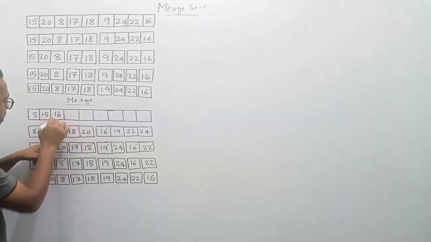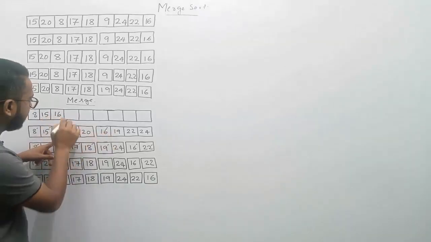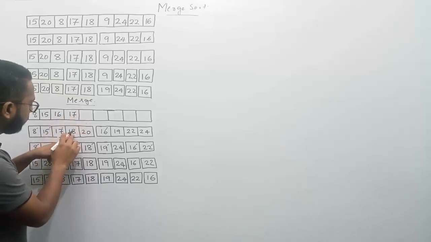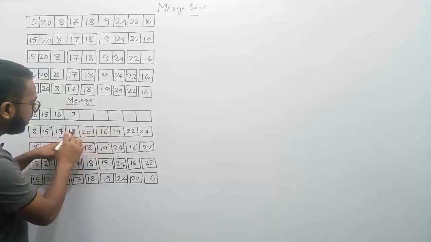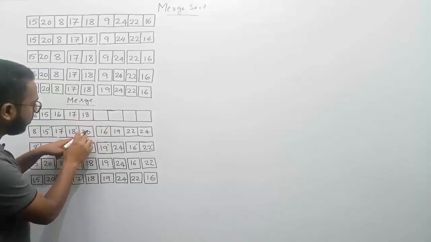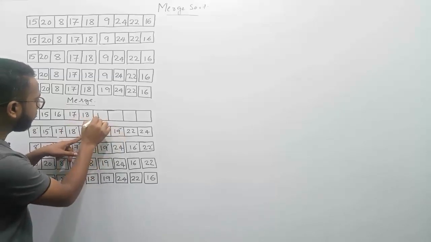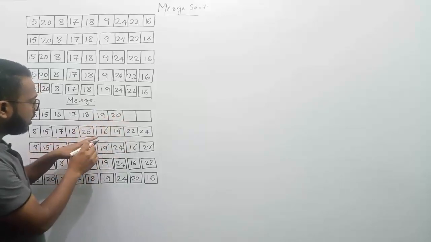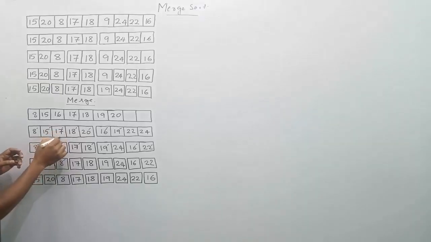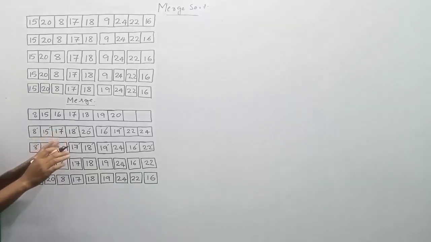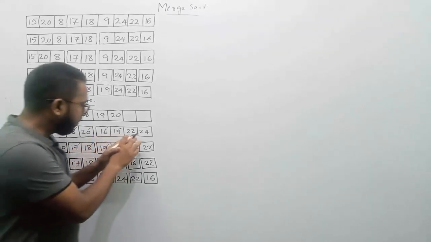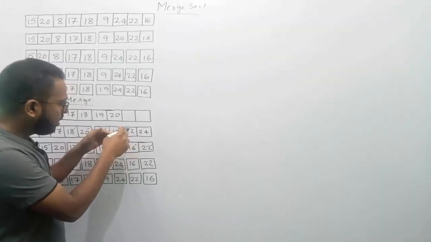Now we need to move to the next, 17 and 16. 16 is minimum. Then next 17 and 19. 17 is minimum. Okay, next we need to move to 18. Out of 18 and 19, 18 is minimum. Out of 20 and 19, 19 is minimum. Out of 20 and 22, 20 is minimum. And then now all the elements in the left sub array are completed. That means this left sub array is now completely exhausted. We are left with 2 elements in the right sub array.